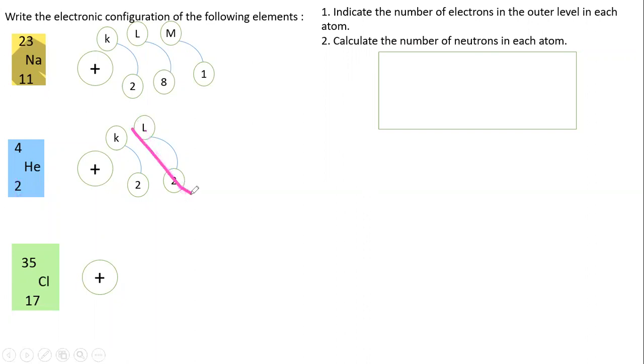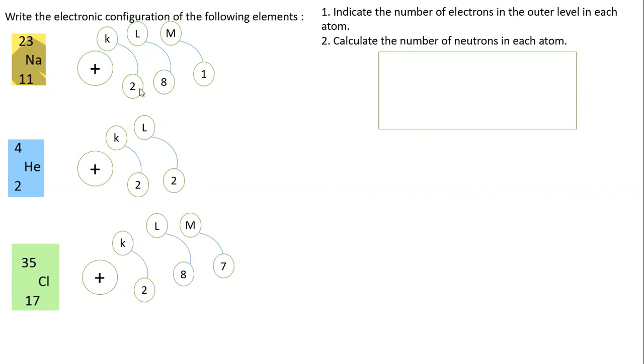Okay, chlorine atom has 17 protons and 17 electrons. So the first level takes 2. The second one, L, takes 8. So the third one, what is left? 17 minus 10, so 7 electrons are left for the third one. So here it will be 17 electrons. Easy.